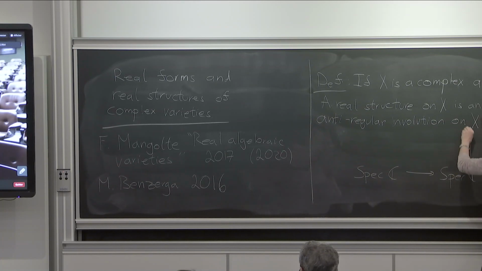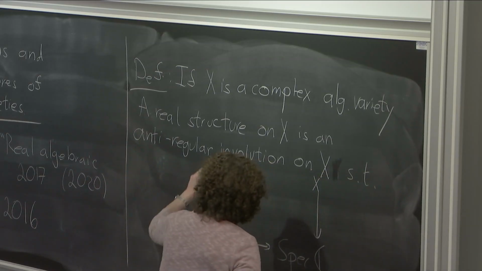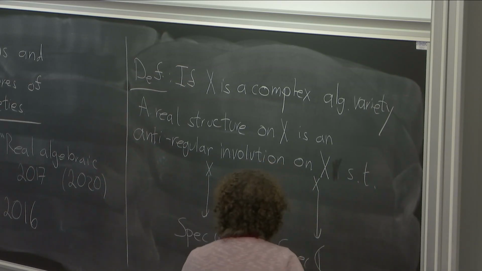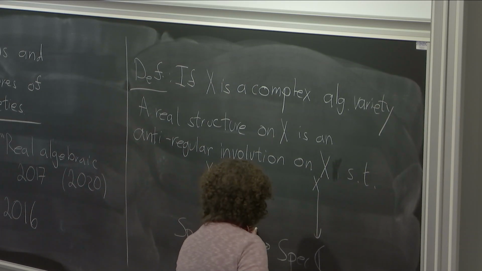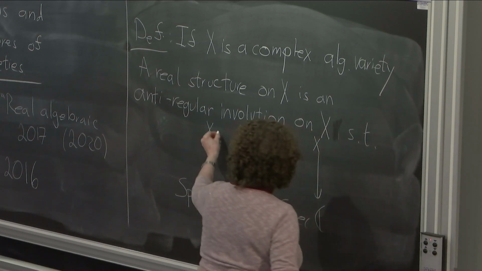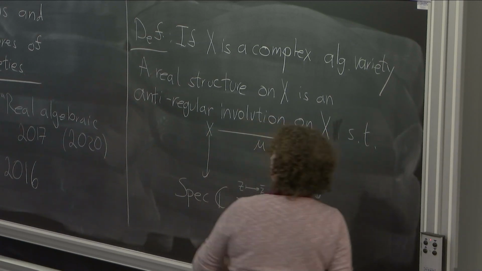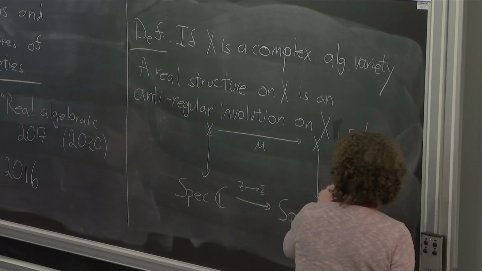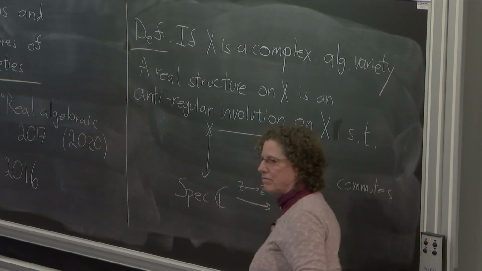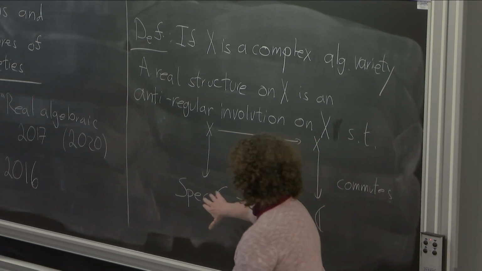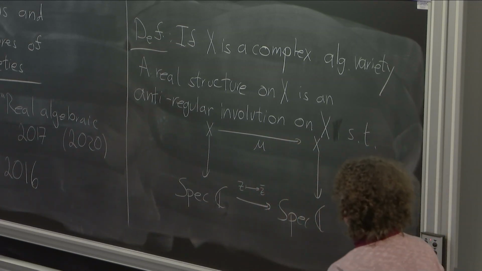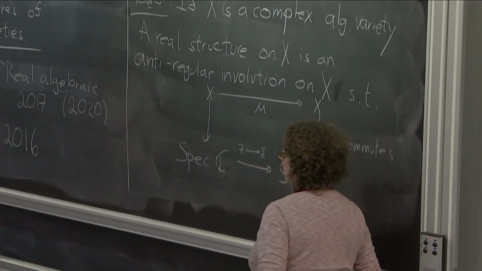I look at X, I look at Spec C, which is just a point, and I look at the map that comes from z goes to z bar. That means that it's anti-linear. And I want this map to commute. Okay, so that's a little weird to say because this is just a point and this is just a point. But I want the structure of C to be the same. So I'll say it in a different way so that it is clear that everybody understands what I mean by that.